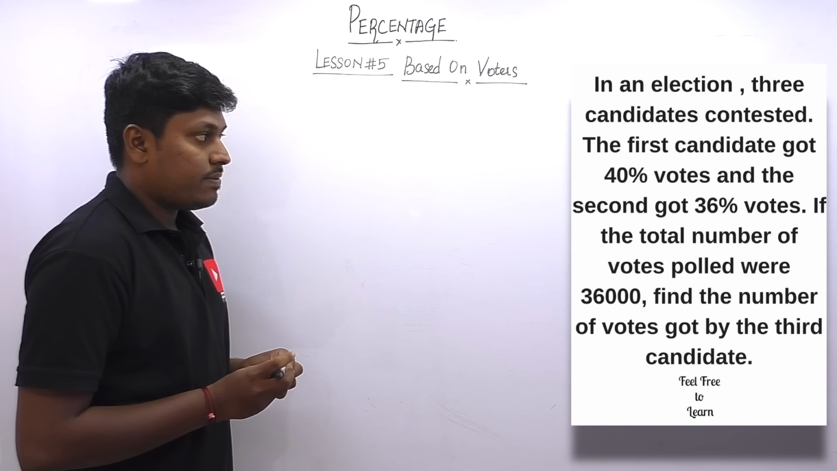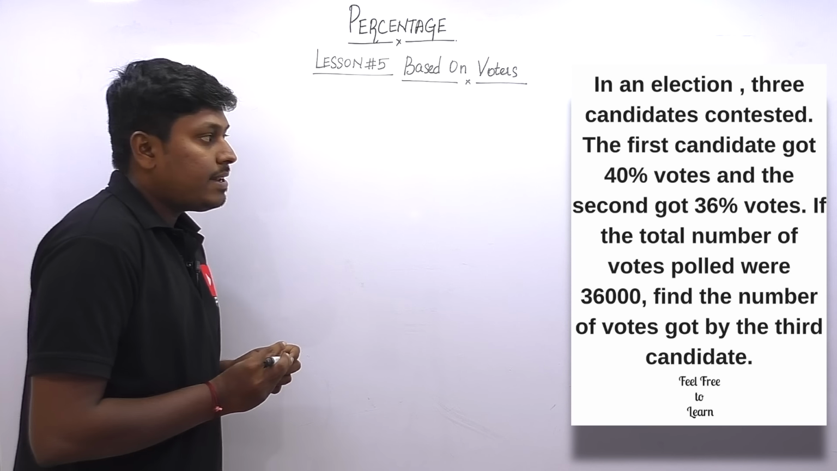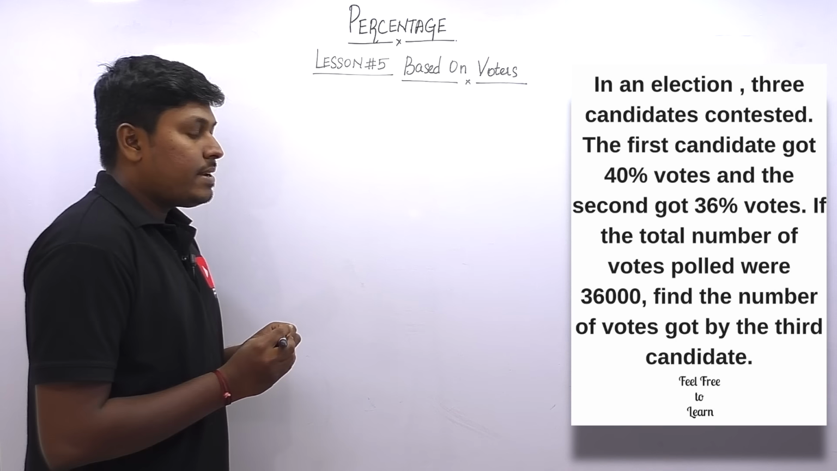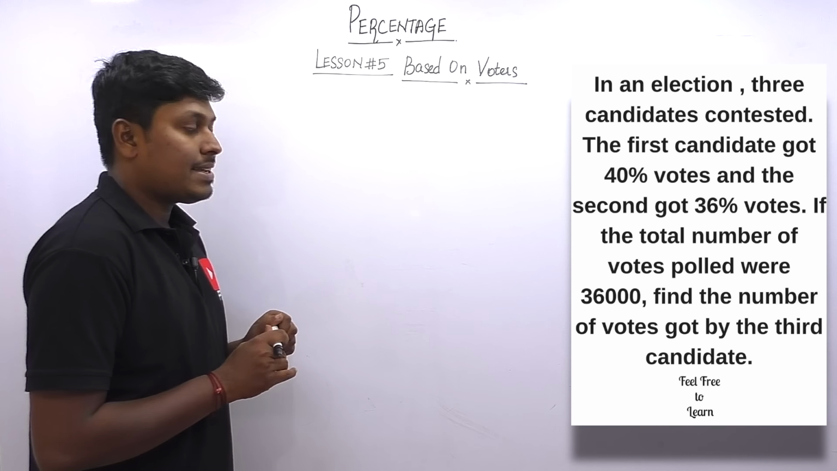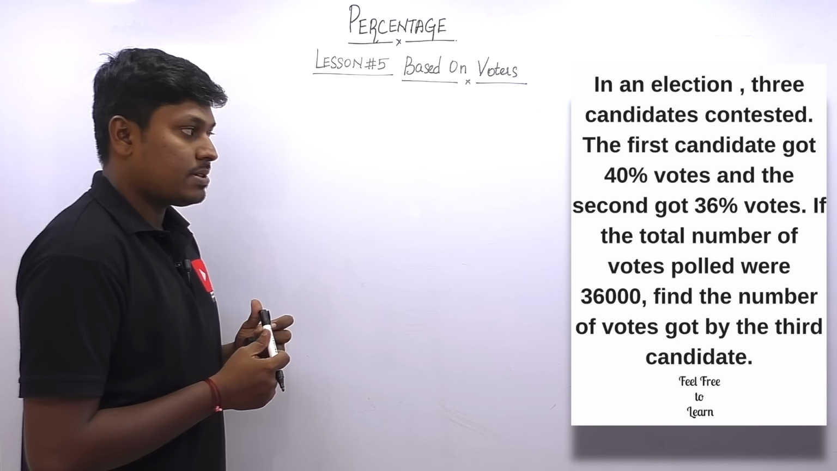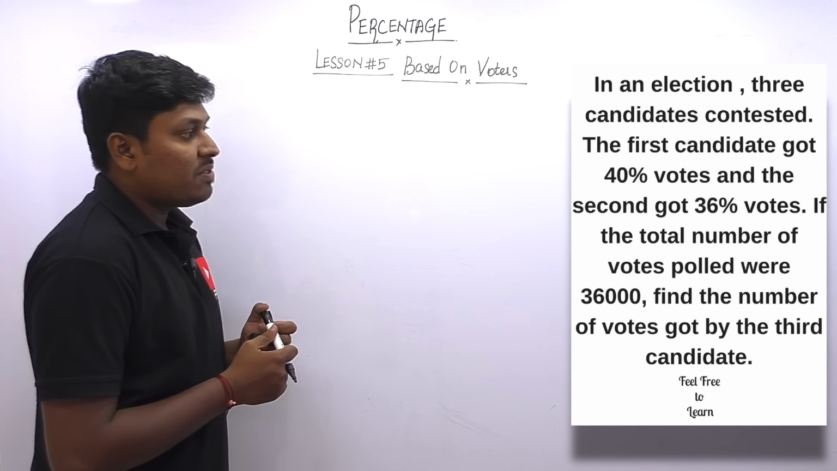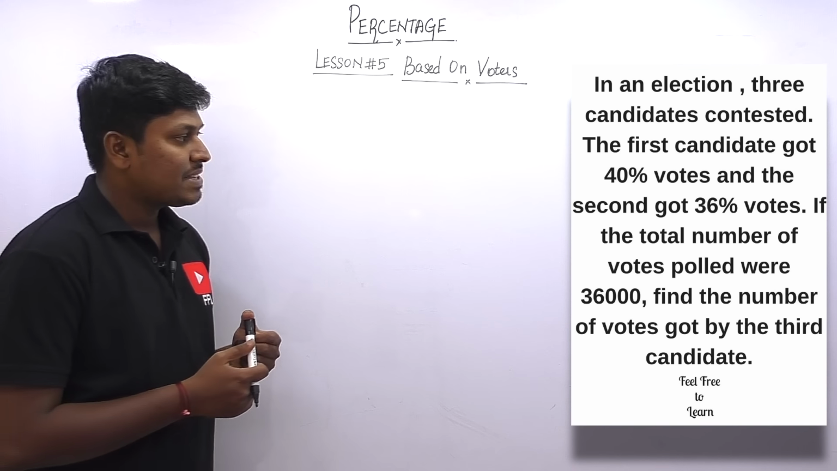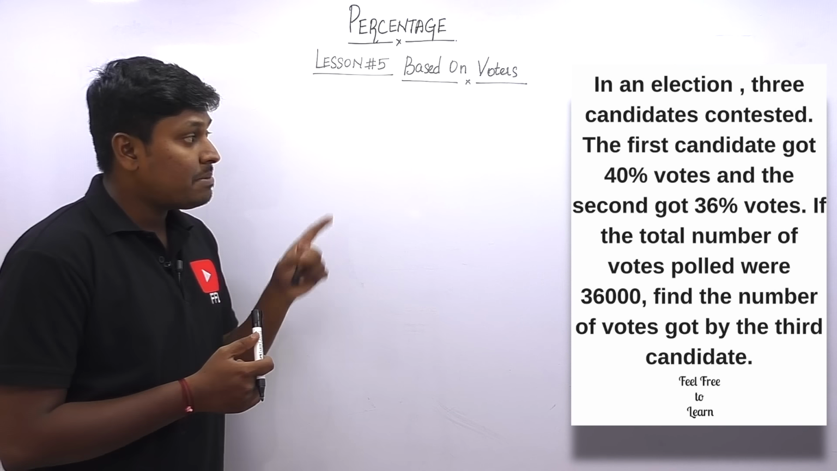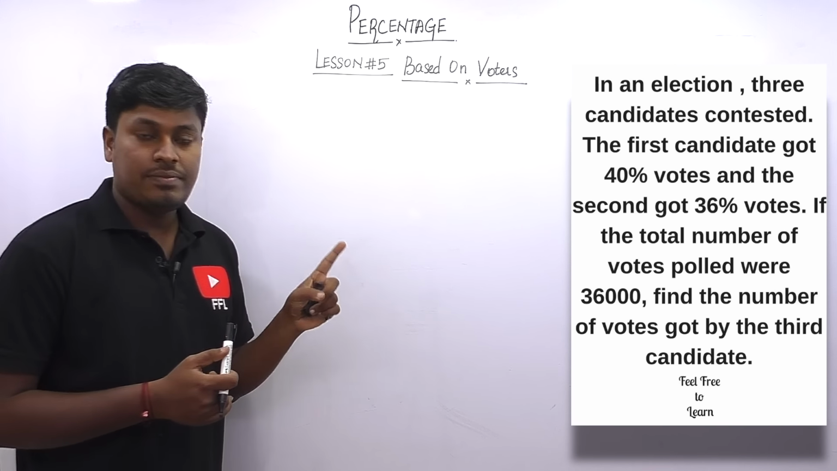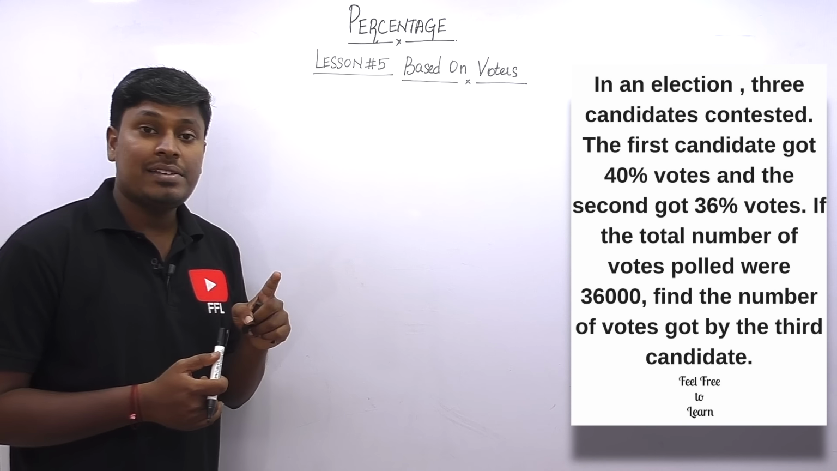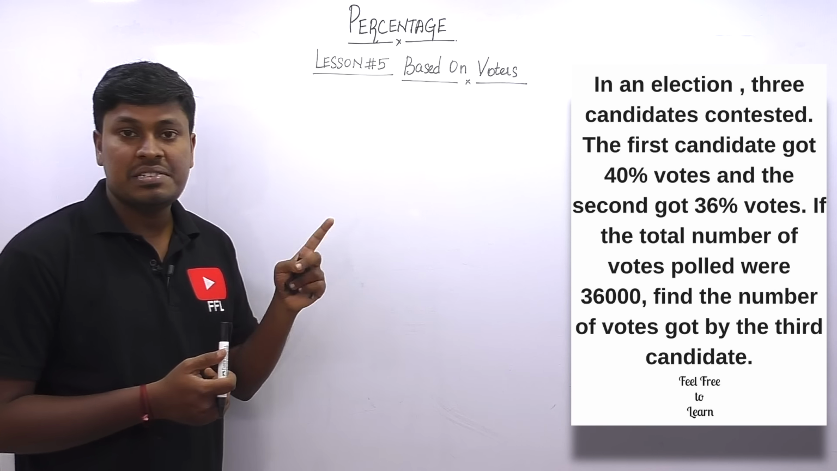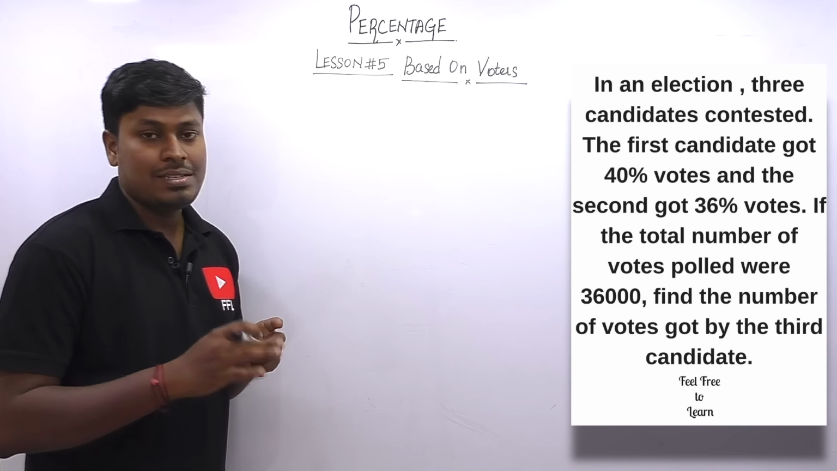Question number 5. In an election, 3 candidates contested. The first candidate got 40% votes and the second got 36% votes. If the total number of votes polled were 36,000, find the number of votes got by the third candidate. It's really an easy question, and remember that all the previous 4 questions that we have solved were based on 2 candidates contested, but in this question 3 candidates. But the concept remains the same.